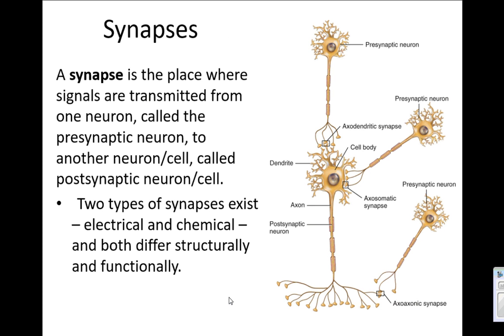So now we know how an action potential gets to the end of the axon. We get to talk about the fun stuff, and that's how that signal can get transferred from one neuron to another neuron or to another cell. That's what we call a synapse. The place where signals are transmitted from one neuron, what we call the presynaptic neuron, as we see here, we've got 3 different ones, stimulating, or it could be inhibiting one singular postsynaptic neuron.